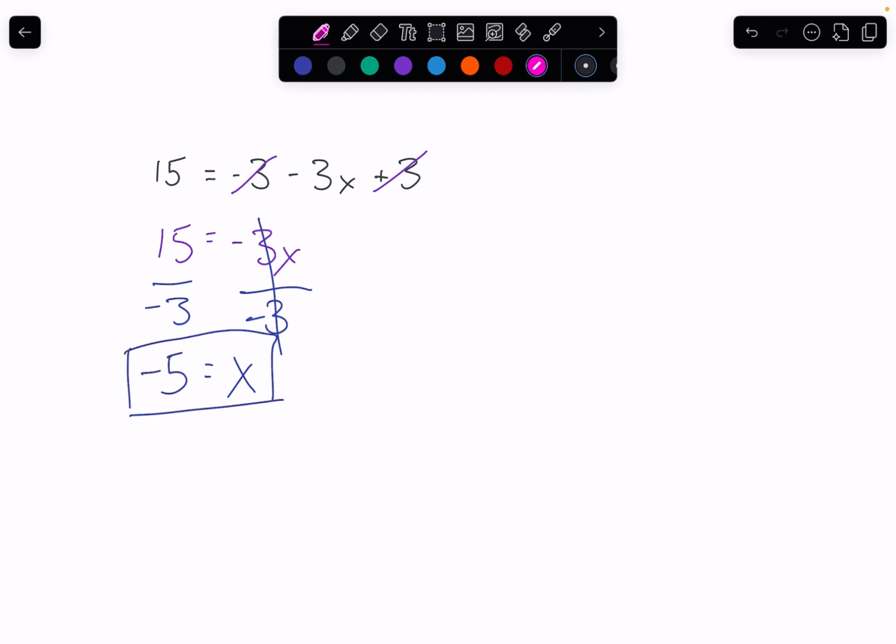And I'd encourage you to take a little break and try plugging it back in. You could rewrite the equation: 15 equals negative 3 minus 3 times negative 5 plus 3. And if you evaluate following the order of operations, you should get a true statement. That is, everything on the right-hand side should end up being equal to negative 15.